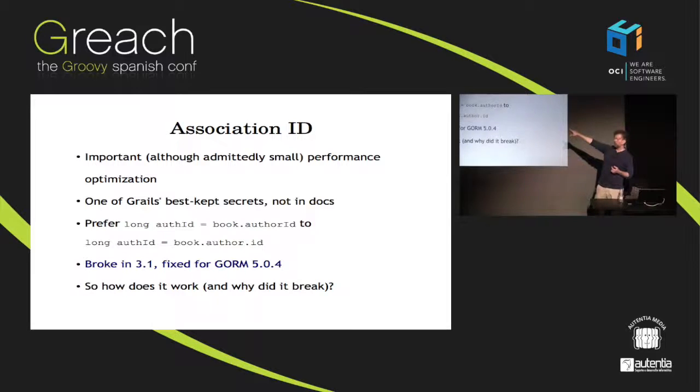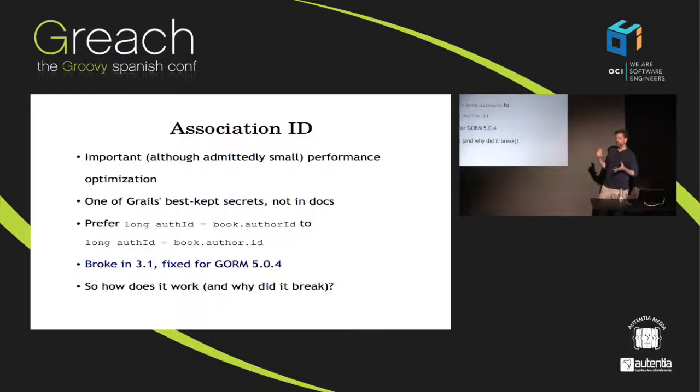But what about book.authorId with a capital I? Are you guys all familiar with that? I saw literally five hands. So the rest of you really don't know what this is, right? You've never used it? Part of the reason that you don't know this is, as bullet number 2 says, this is one of Grails' best kept secrets. I looked again today, this is not in the documentation. I always called this the foo ID, because I didn't even know what it was called. But actually internally it's called the association ID.